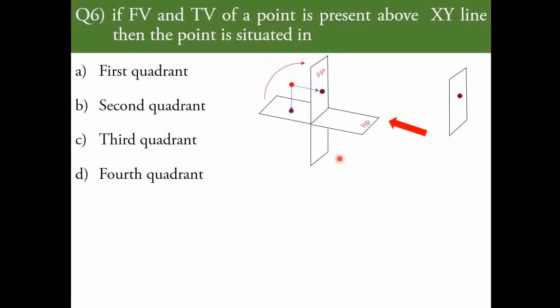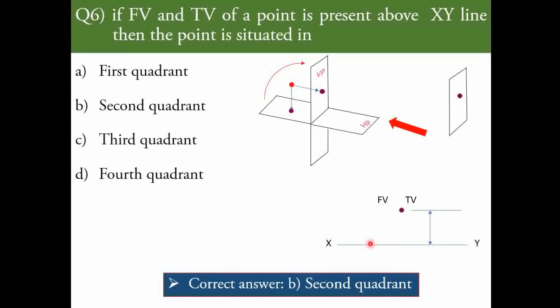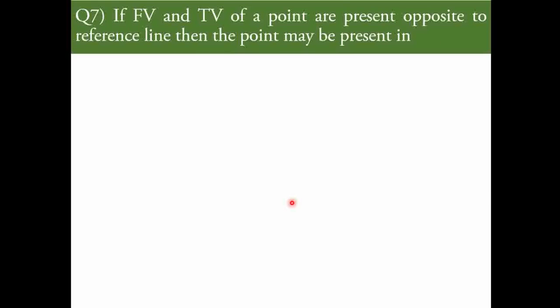So for this current question, you can observe the final front views here. The final front and top view representation will be above the XY line, and the correct option is the point is present in the second quadrant. Now the next question, question number 7.